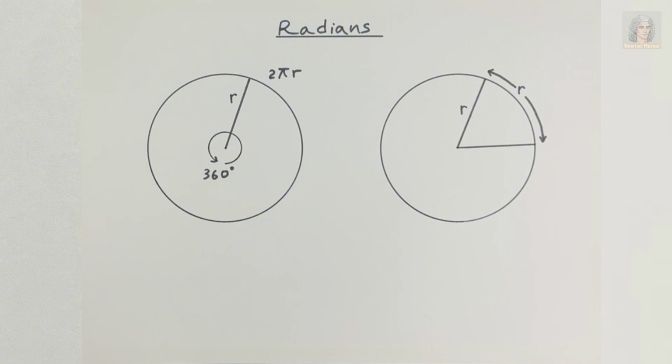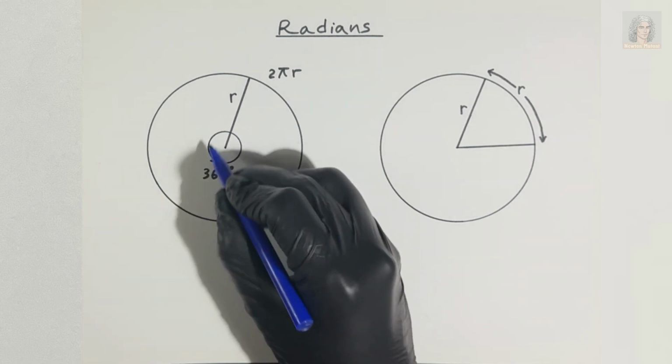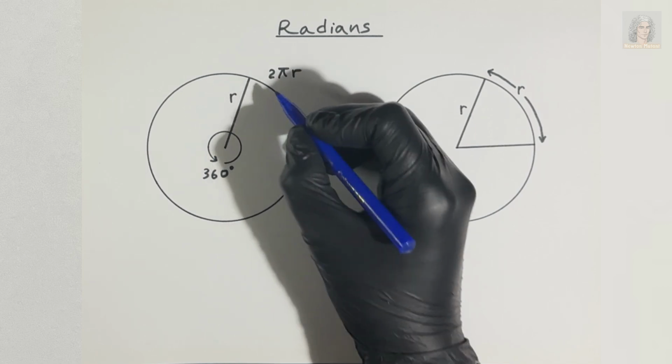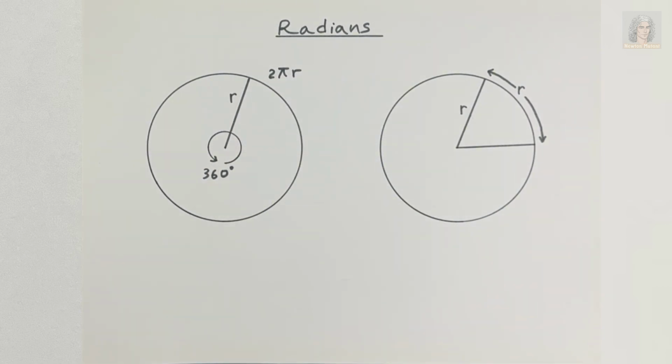Alright, let's start with the basics. You already know what a degree is. A full circle is 360 degrees. But in math, especially in trigonometry and calculus, we often use something called a radian instead.